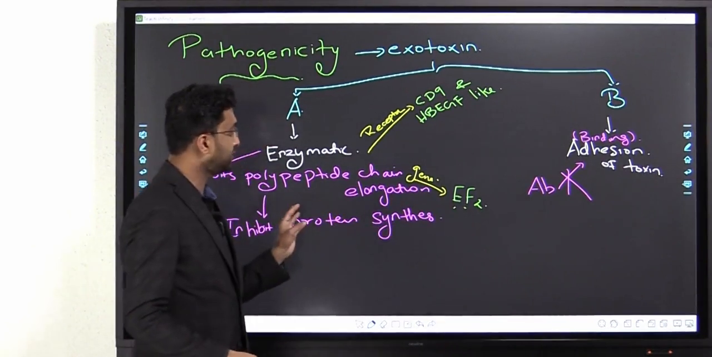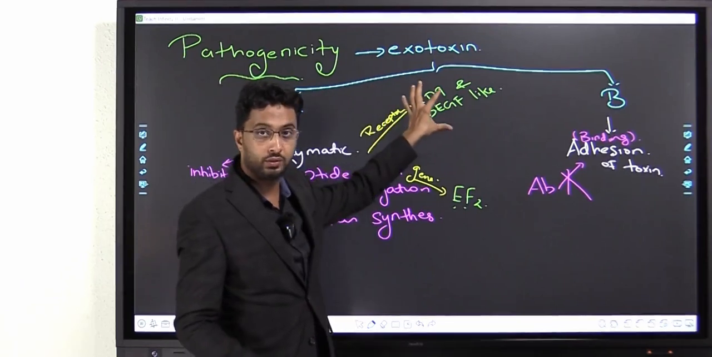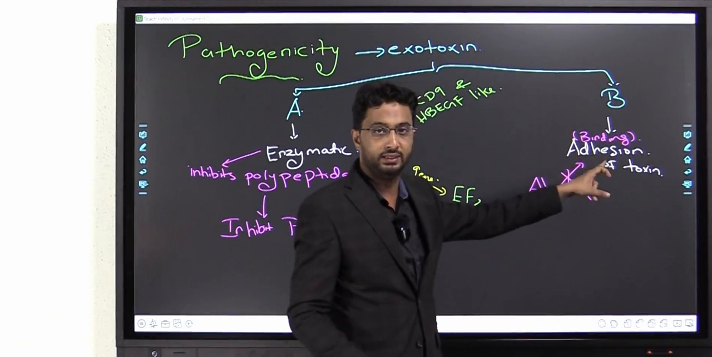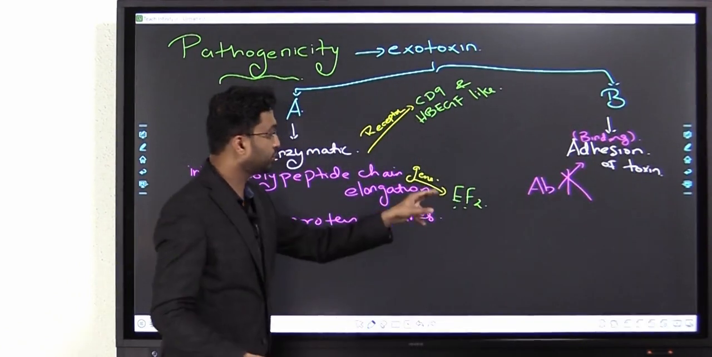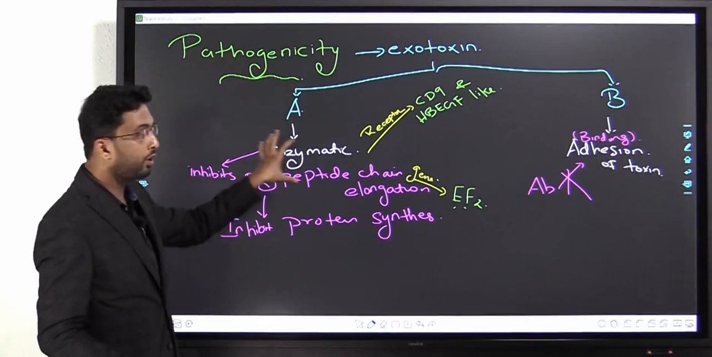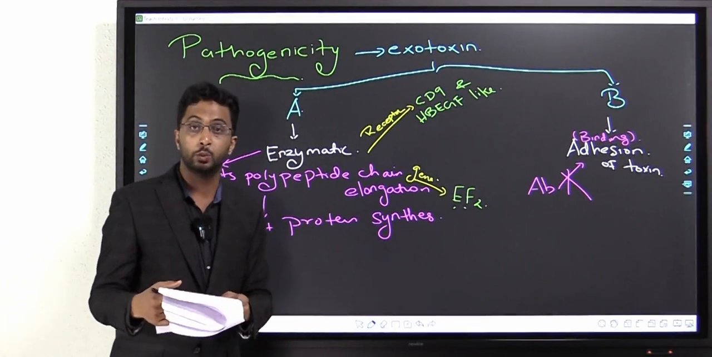So where is this enzyme attaching? It's attaching to this receptor, with the help of fragment B. Once it is attached, it is going to inhibit the EF2 gene. Inhibiting the EF2 gene inhibits polypeptide chain elongation. If that is inhibited, protein synthesis is going to be inhibited.